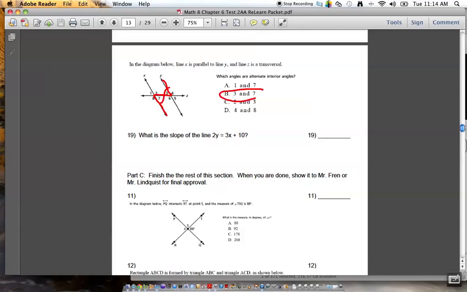So in this case, it's angles 3 and 7. 2 and 6 are also alternate interior angles. Both of them work. Interior means they're between the parallel lines, and alternate means they're on opposite sides of the transversal. 2 and 6 would also work, but it's not a choice. So 3 and 7. If both were choices and you picked either, you would get full credit.